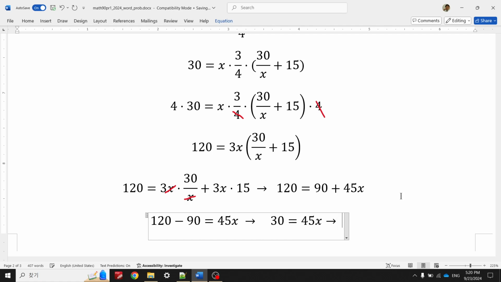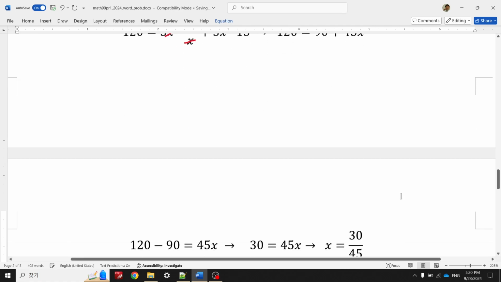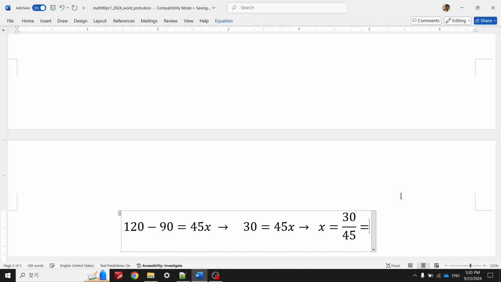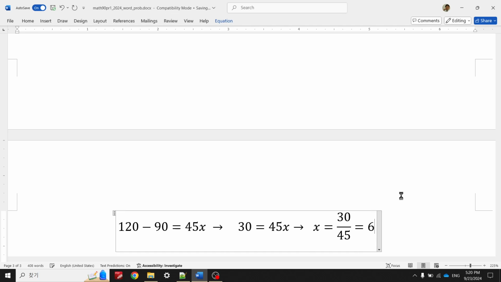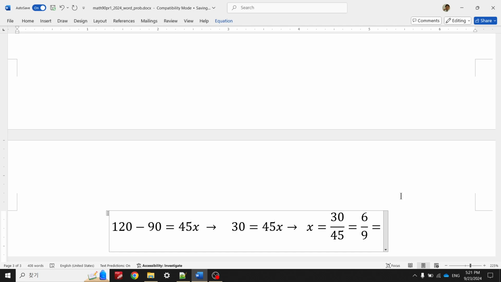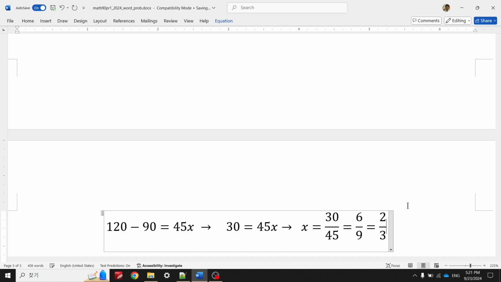So what's that? That's x equals 30 over 45, which is, well, the top and bottom are divisible by 5, so it'll be 6 over 9. So 30 is 6 times 5, and 45 is 9 times 5. So if you cancel the 5s, you get that. And then they're both divisible. 6 and 9 are divisible by 3, so you get 2/3.